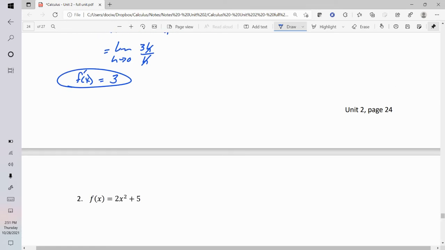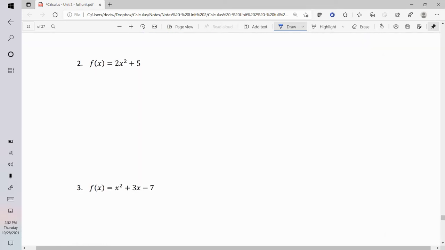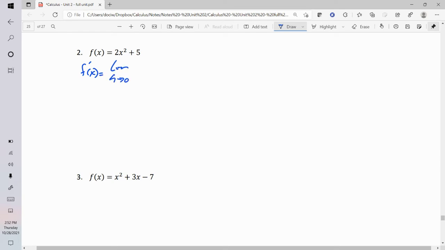Another example. Number 2, to find the derivative of f of x equals 2x squared plus 5, we're going to say that the derivative is equal to the limit as h approaches 0 of f of x plus h minus f of x. And again, the brackets around those two functions is important. So we have f of x plus h, 2 times x plus h squared plus 5, minus f of x, 2x squared plus 5.